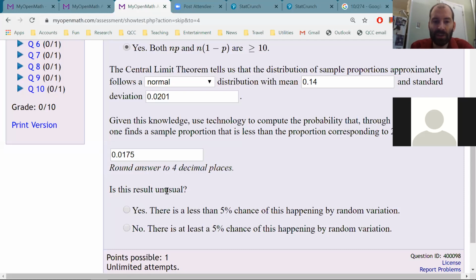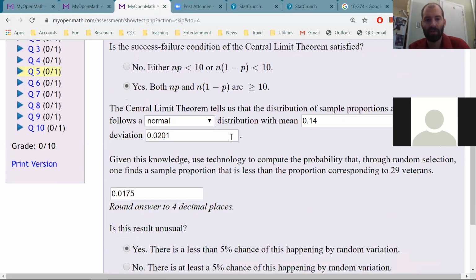Is this result unusual? Well, we talked about this last time: unusual means that there's a less than 5% chance of it happening. We just computed the probability of it happening, and it was about a 1.75% chance. That's certainly less than 5%. So that is how you would resolve this kind of problem.